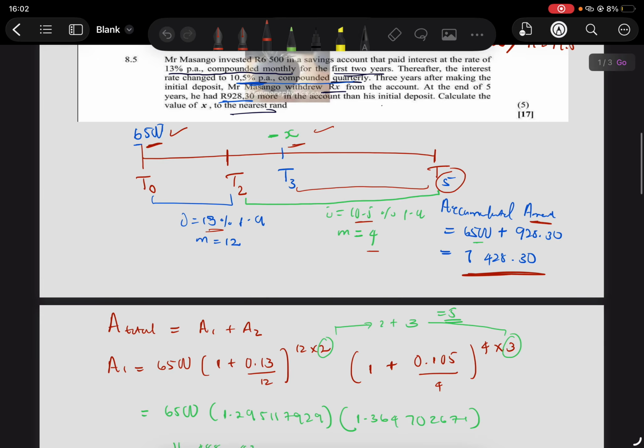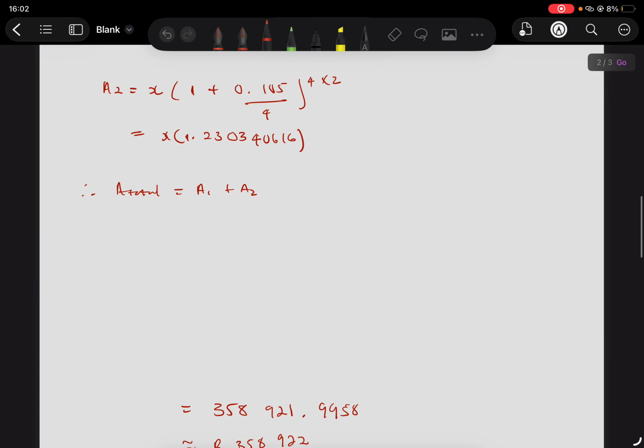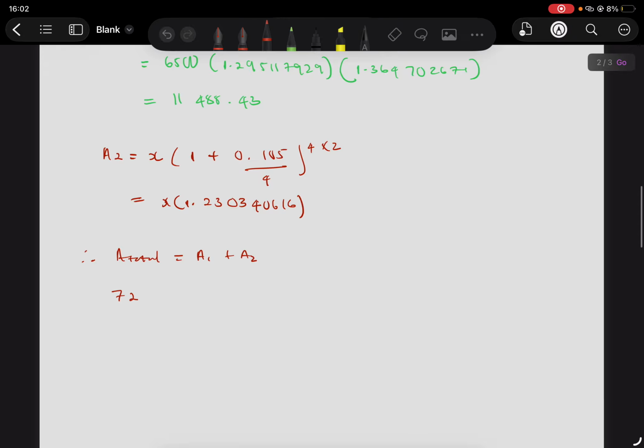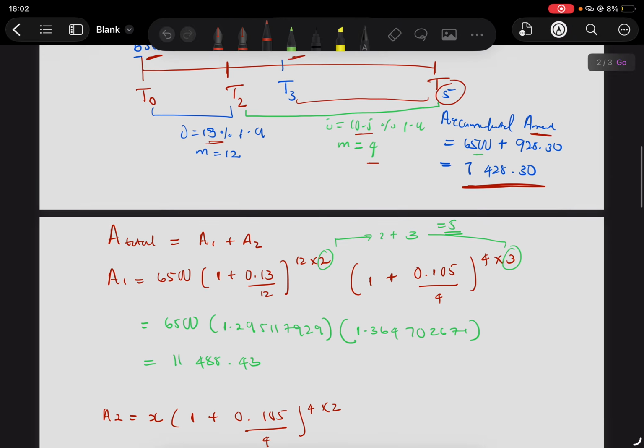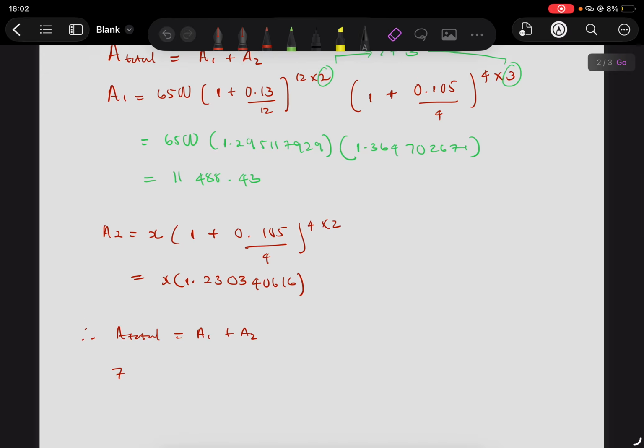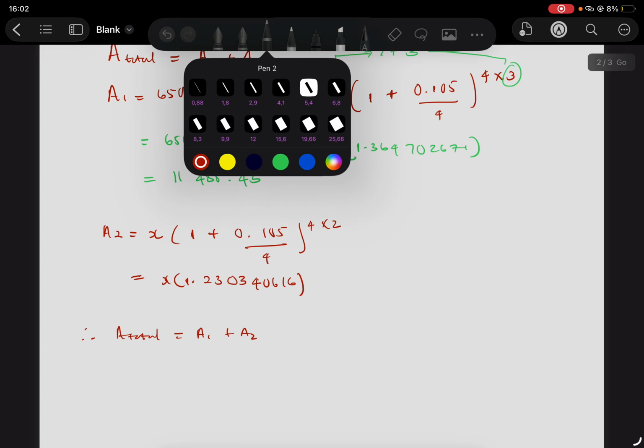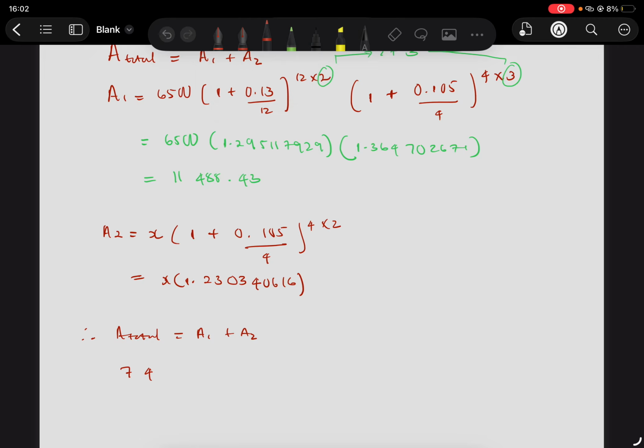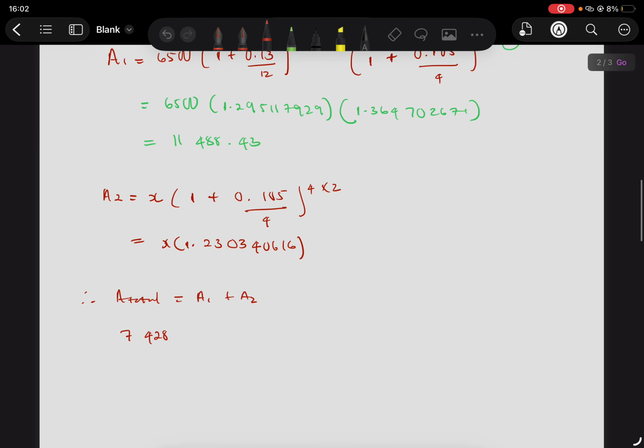Now what we know is that your A total is equal to A1 plus A2, where your A total is what we calculated, as we were given it. This is 7428.30, being equal to 11,488.43 minus x times 1.230340616. I say minus x because that x is a withdrawal.